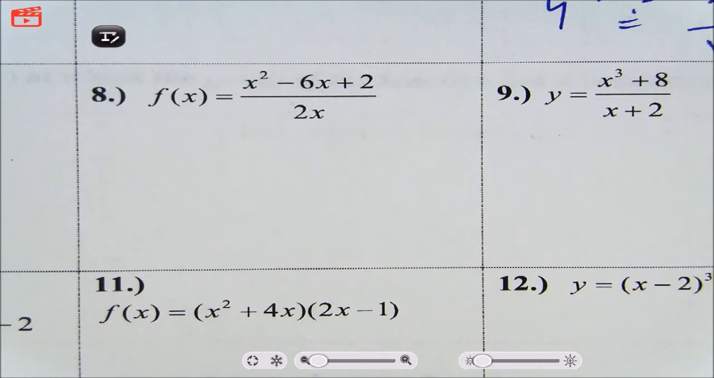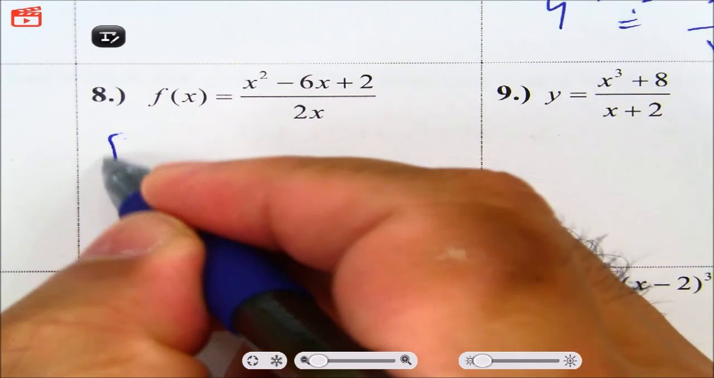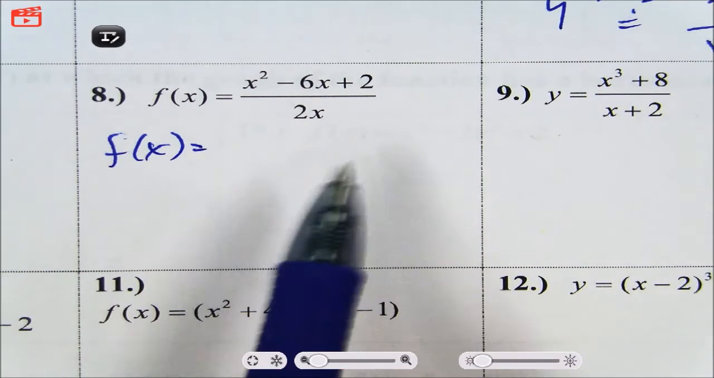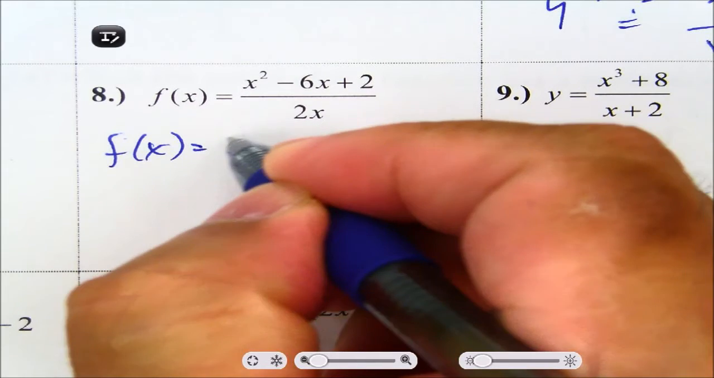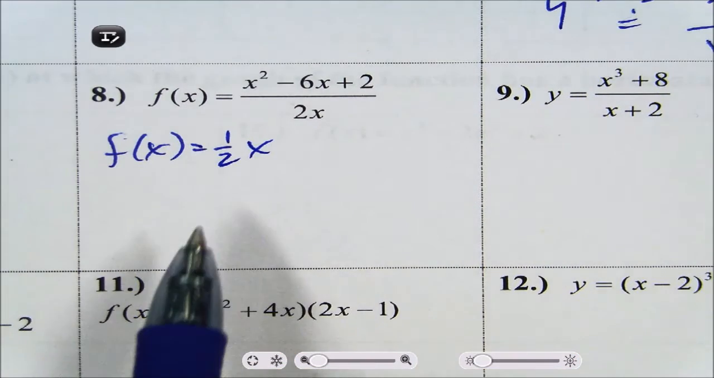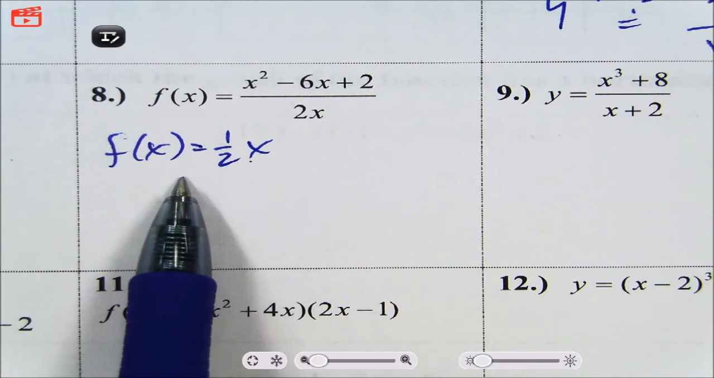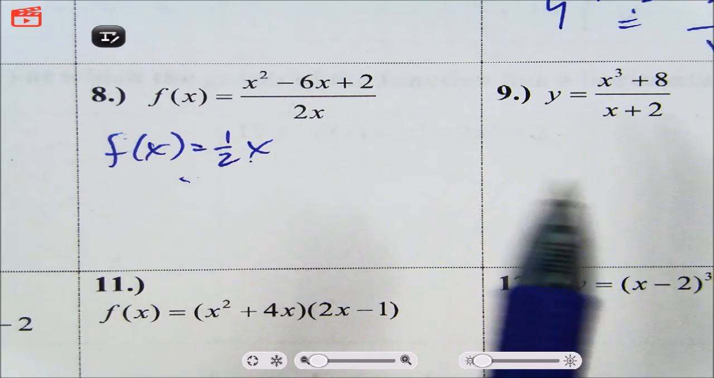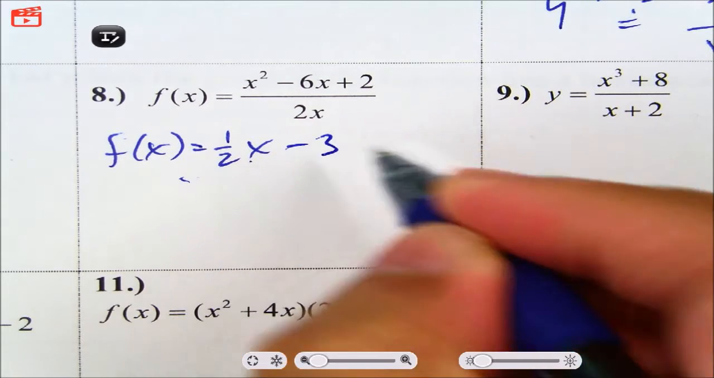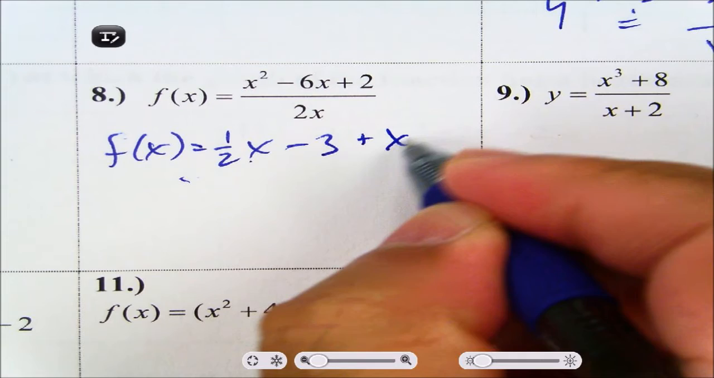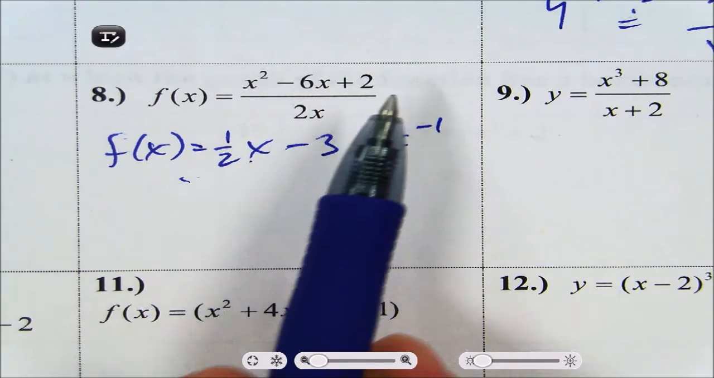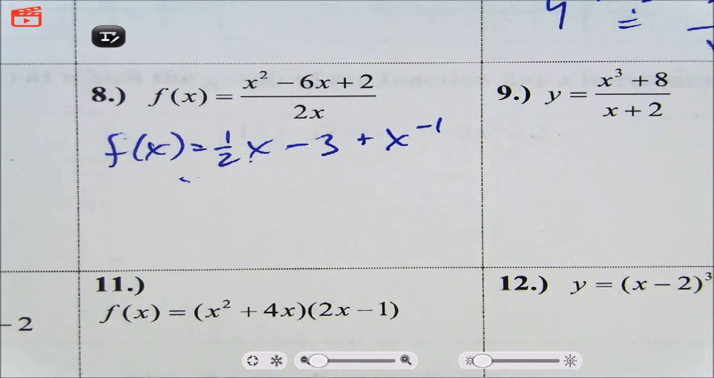Number 8. So here, I'm going to have to go ahead and divide that out. So this is an algebra step. This is not a calculus step. I'm dividing each one separately, right? x squared divided by 2x is going to be 1/2 x. This is the same thing as x over 2, but I prefer it as the coefficient. And the next one is going to be minus 3. 6x divided by 2x is 3. And the last one is going to be x to the negative 1. Right? 2 over 2x, the 2's reduce, and you get x to the negative 1. 2 over 2x is the same as 1 over x. 1 over x is the same as x to the negative 1.